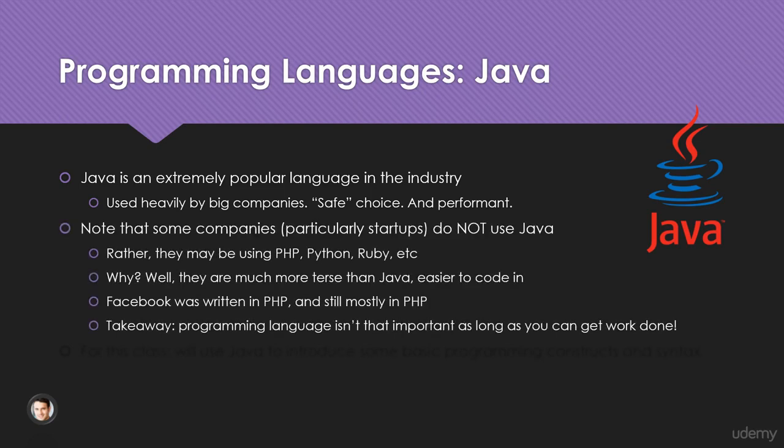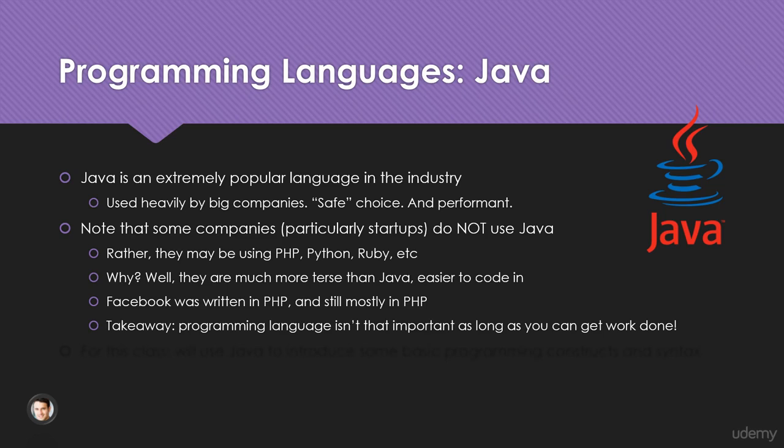But a lot of companies, especially startups and small companies and maybe even medium-sized companies, don't use Java. Rather, they might be using languages like PHP or Python or Ruby, etc. And the reason for this is there's a whole bunch of advantages to other languages. They're much more compact than Java. It's easier to code in, easier to express yourself, and easier to run applications in those other languages. For example, Facebook was written in PHP originally and still mostly run in PHP.